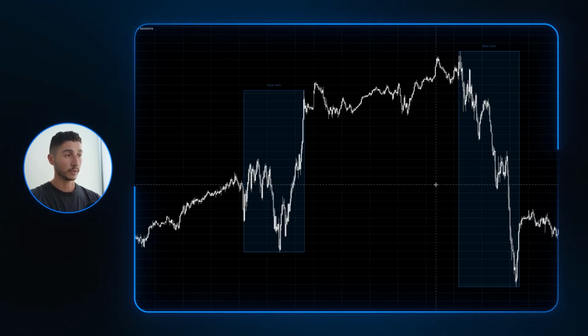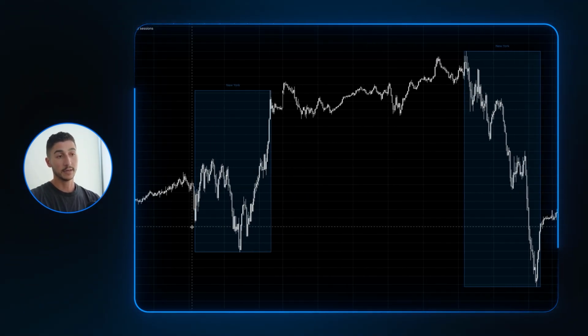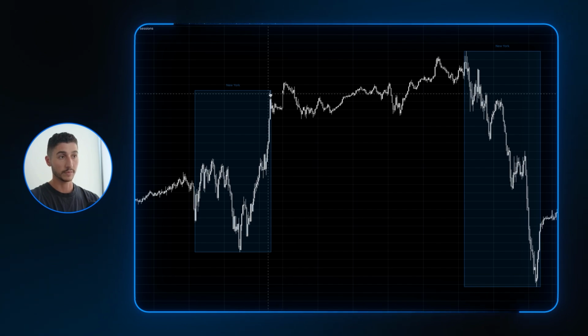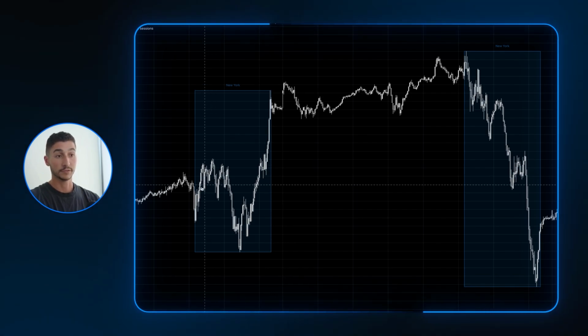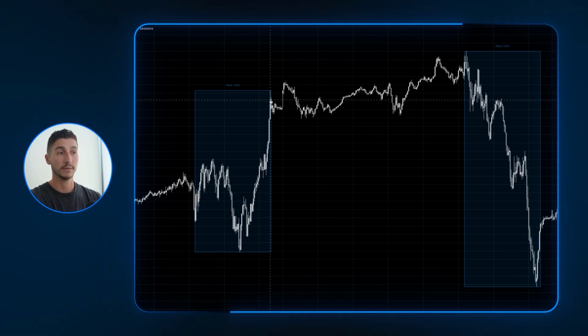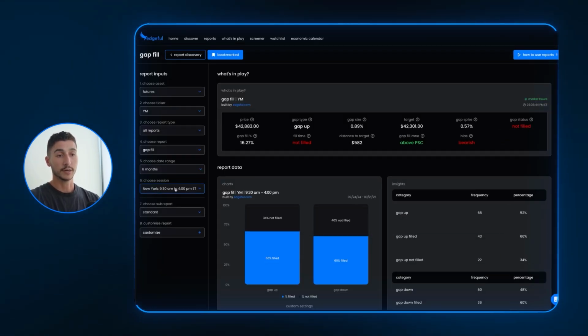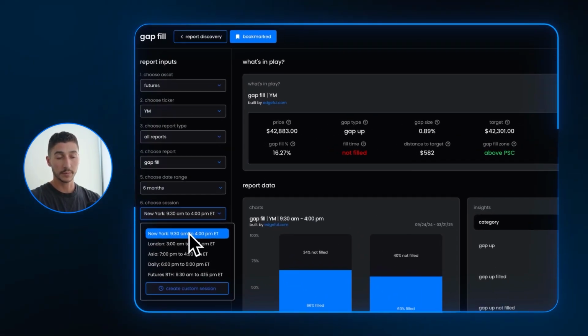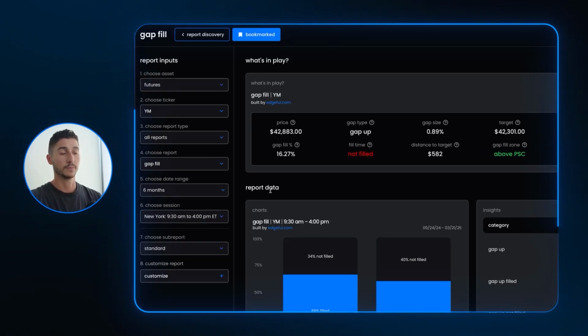So if we're looking at these 2 days, this will be today. Previous day's low is right over here. Previous day's high is right over here. Previous day's open is the open of the New York session. Previous day's close is the close of the New York session. That is because we are filtering for only the price action within the New York session.